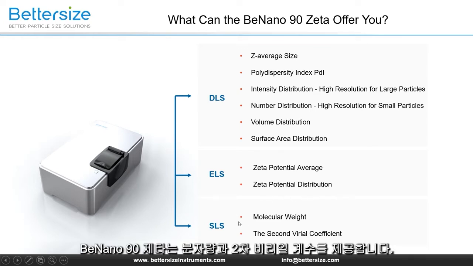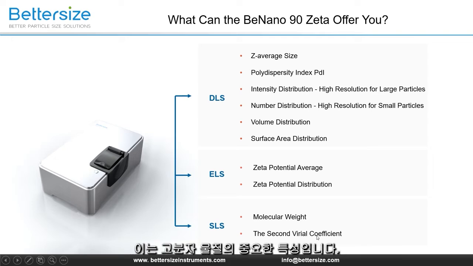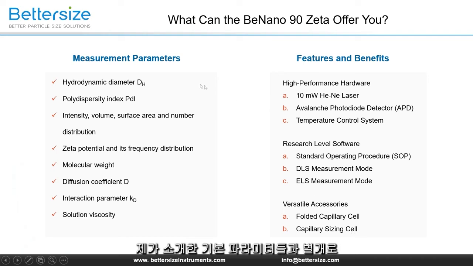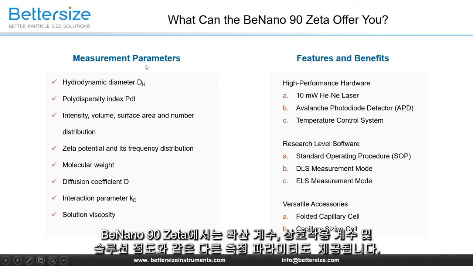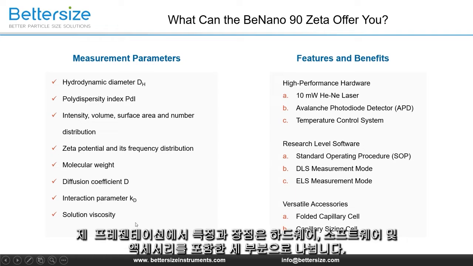With SLS, the BeNano 90 Zeta provides users with the molecular weight and the second virial coefficient, the significant properties of polymeric materials. Apart from the principal parameters I have introduced, other measurement parameters you may need for your research, such as diffusion coefficient, interaction coefficient, and solution viscosity, are also offered by the BeNano 90 Zeta. The features and benefits are divided into 3 parts in my presentation, including hardware, software, and accessories.